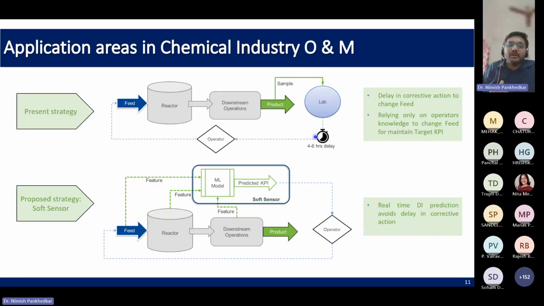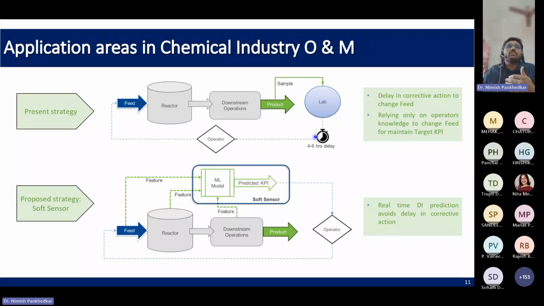After the result has come back, the production is already gone. Then the operator takes the decision based on his experience: okay, I need to increase the temperature, or I need to increase the feed, I need to do some corrective actions. But again, in that case, you are losing that crucial period of 4 to 6 hours of quality.